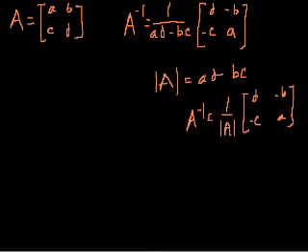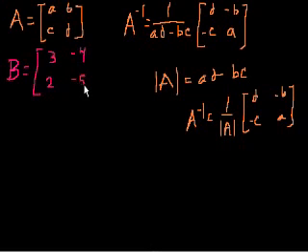So let's say that I have a matrix. Well, let's change letters, just so you know that it doesn't always have to be an A. Let's say I have a matrix B, and the matrix B is 3, minus 4, 2, minus 5. I'm just going to pick random numbers.